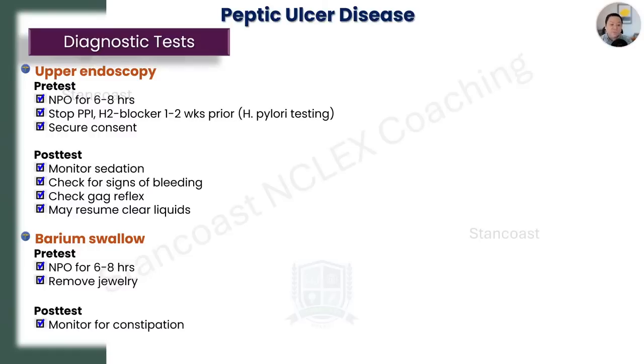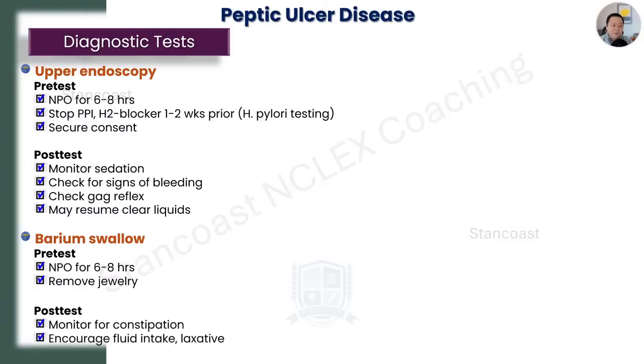Now, also take note that the barium can make their stools appear white or gray for about 1 to 3 days. And they need to make sure to report any abdominal pain, because this might be a sign that the barium might have been impacted in the gut. Now, as far as the diet, they can resume normal diet unless otherwise instructed.